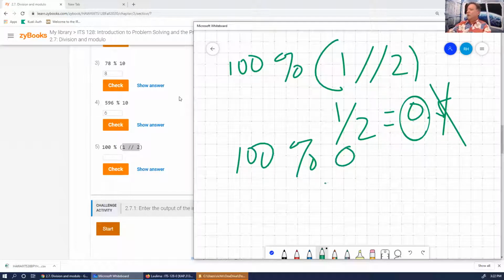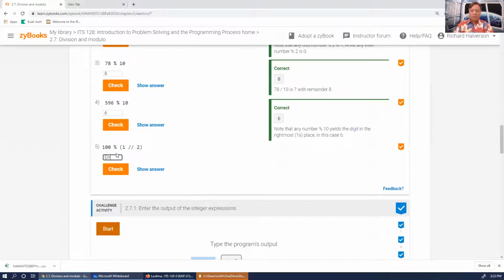Well, you can't divide by 0. It's against the rules. So that's an error, and that's an error way down in the microprocessor itself, which actually detects that error. Okay, so anyway, this is an error, and the microprocessor won't let that happen.